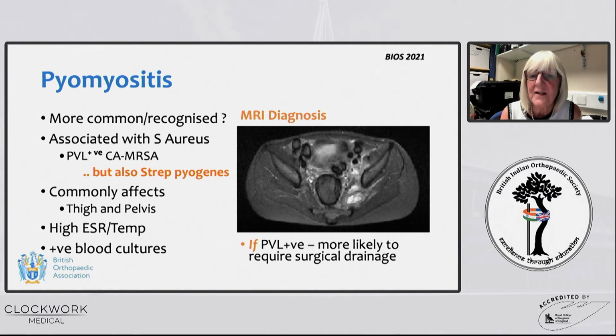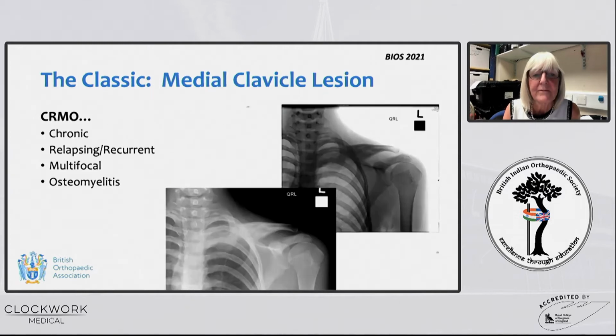Strep pyogenes can give you the same sort of appearance. It commonly affects the thigh, the pelvis, with a very high ESR and a very high temperature and positive blood cultures. The diagnosis is often on MRI with patchy, small abscesses in many of the muscles, but I mean small, maybe 2 or 3 millimeter abscesses, so not easy to identify via interventional radiology or the surgical knife. But if it is a PVL positive infection, it is more likely to require surgical drainage. And by that, I mean also drainage by the interventional radiology team, leaving a catheter in place.